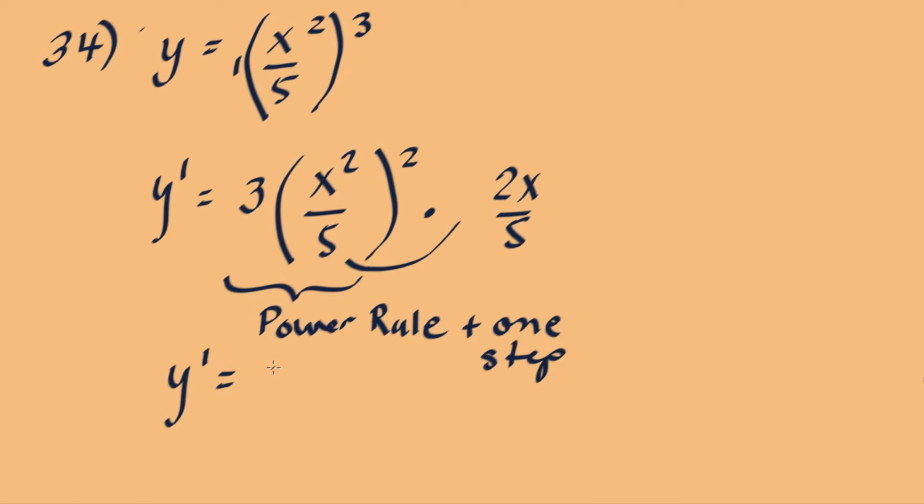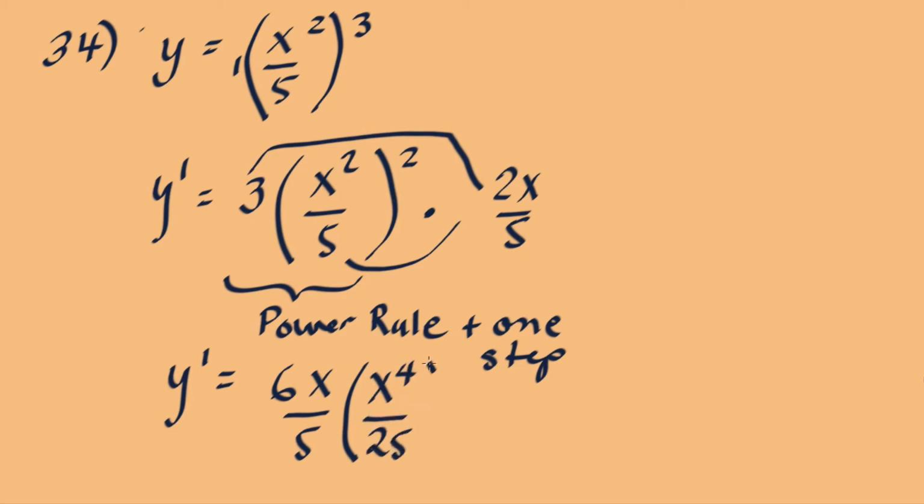And the final answer that we have right now is 6. So what I do, I multiply 3 and 2x. That gives me 6x over 5. And I can also raise this x squared over 5 to the second power, which is x to the fourth over 25. And then finally, I can multiply these two terms, which is now equal to 6x to the fifth over 25 times 5 is 125.